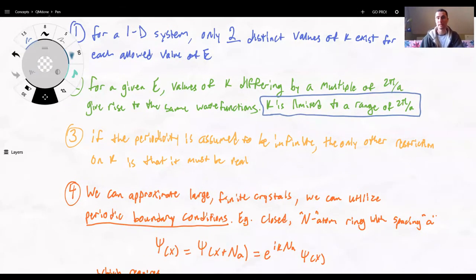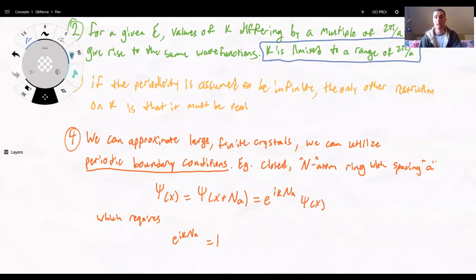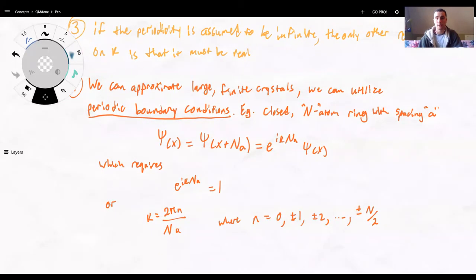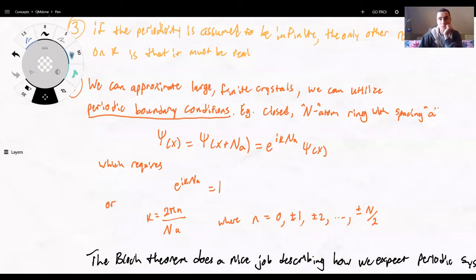Now, if we assume that the periodicity is infinite, which we will for simplicity's sake, the only other restriction on k is that it has to be real. So this leads us to our final revelation regarding k, which recall is the wave number related to energy and also particle momentum: we can now approximate large finite crystals with periodic boundary conditions.